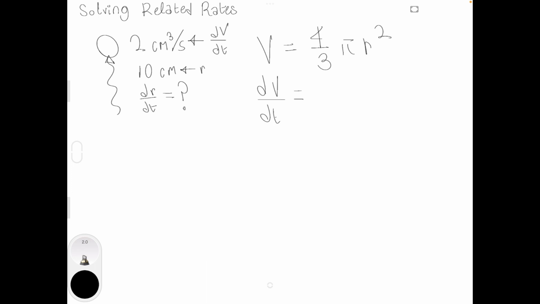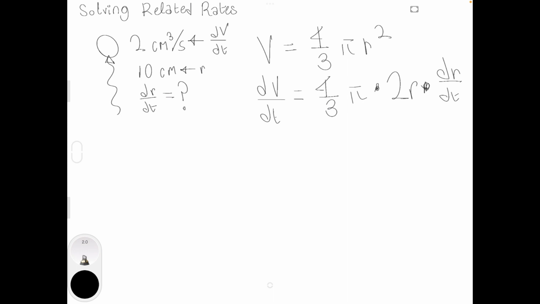4/3 pi is a constant. Not a constant, sorry, a coefficient. So we can just leave that as it is. And then we use the power rule for r squared. So that is 2r. And then remember, since we're deriving in terms of x, we need to have dr over dt as well.